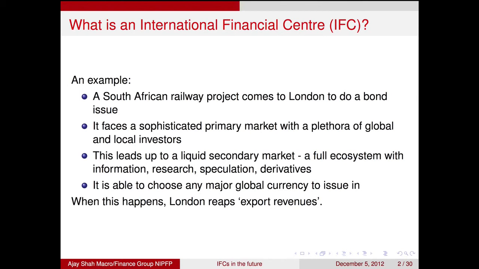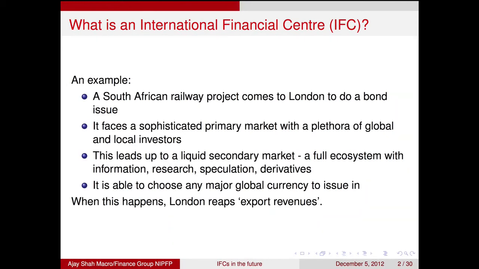So, just to bring you into the discussion, if you have not already encountered these sorts of things before, here is a canonical example of an international financial center. London is the canonical international financial center, and here is how a South African railway project might engage with London. When a bond issue has to be done, the South African railway project picks up a plane and comes to London. And what is the advantage of being in London? You get a sophisticated primary market. There are many global and local investors. It is easy to sell a bond issue for a South African railway project in London.